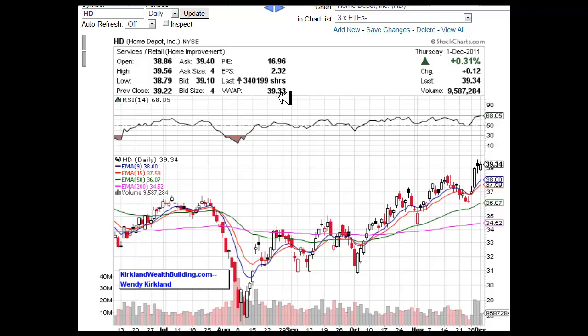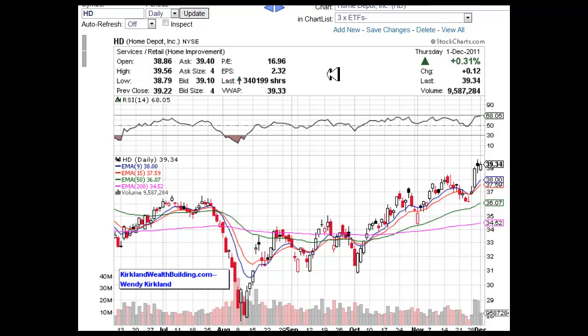VWAP is volume weight average price, which is the average price of the shares transacted during the day. So if you took the open and the highs and the lows and so on, and you average those out, you are going to end up with the VWAP, the volume weight average price.